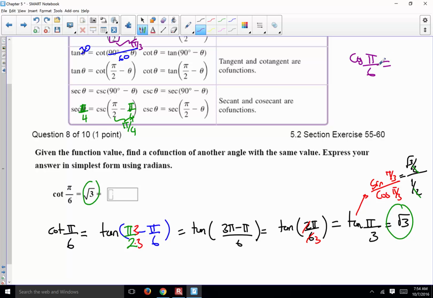Cosine pi over 6 is root 3 over 2. Okay? How about sine pi over 3 then? Yep. How do I know they are the same? Because this is 30, this is 60. They are complementing each other to 90, right? So cosine 30 is the same as sine 60. 90 minus 30, remember? Okay.